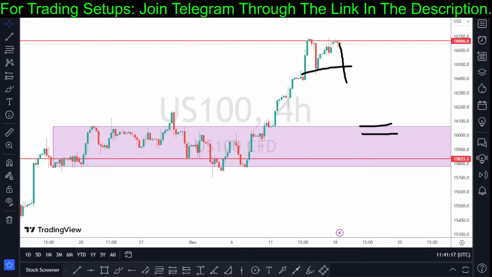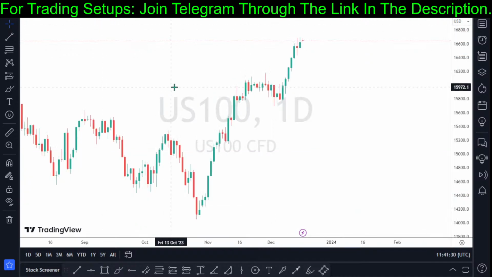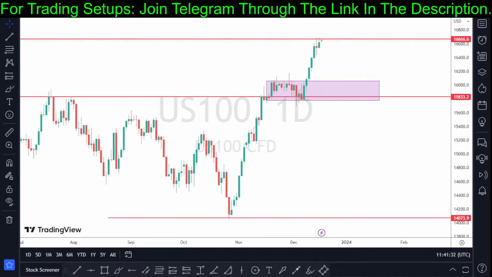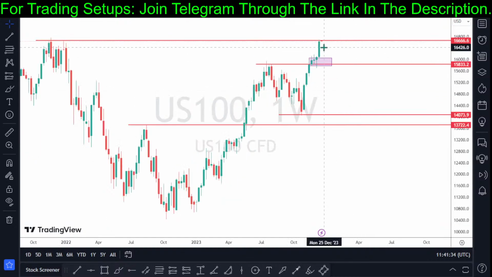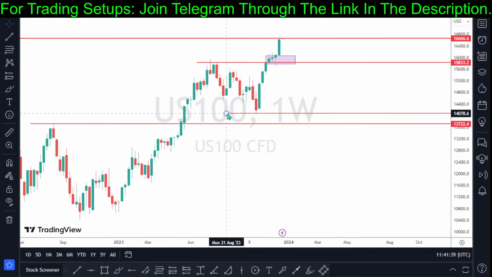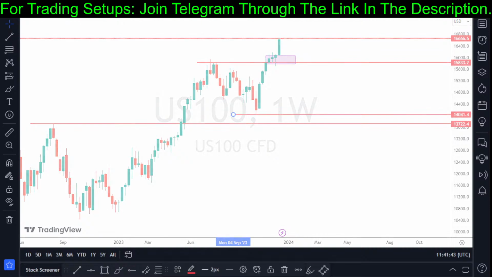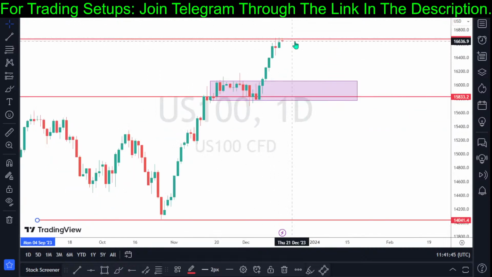So we could have a pullback of price from this zone all the way down, clear this neckline, a pullback all the way down. So this is what I can see on the Nasdaq 100 based on the 4-hour chart and the day chart. Based on the weekly chart, price is currently at a resistance structure. So right now, I'm just patiently waiting to see what price is going to do at this resistance structure. In summary, I am not going to be looking out for a long entry at resistance.